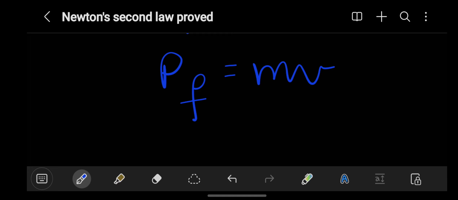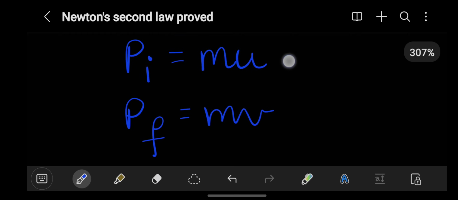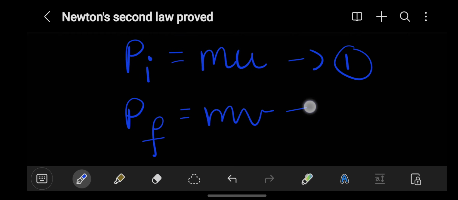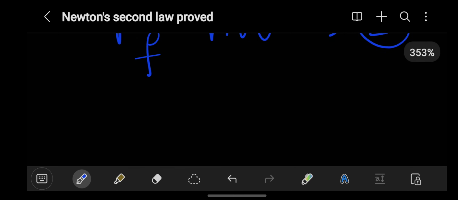Initial momentum, which is mass times velocity, as you know, momentum is mass times velocity. I'm writing mu because u is the initial velocity. Then I'm writing pf, which is the final momentum, mv, where v is the final velocity. Let me declare this as equation 1, and this as equation 2. Let me compare both of these equations.